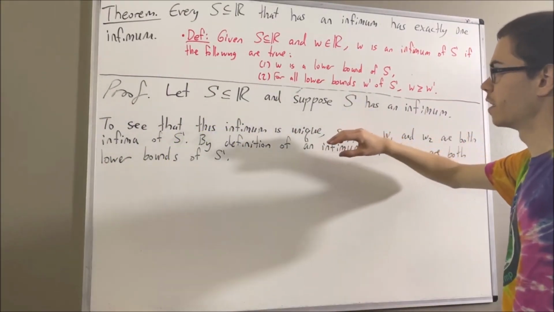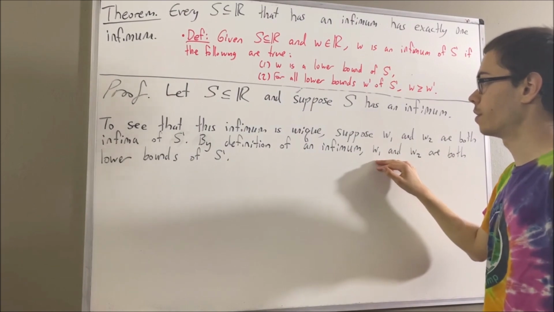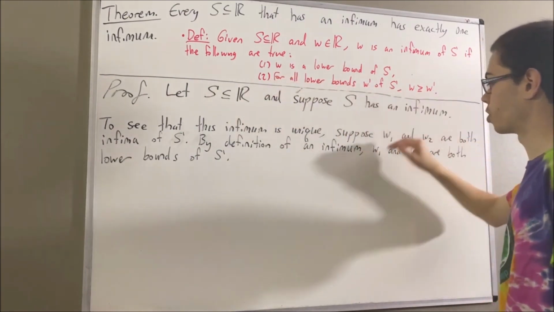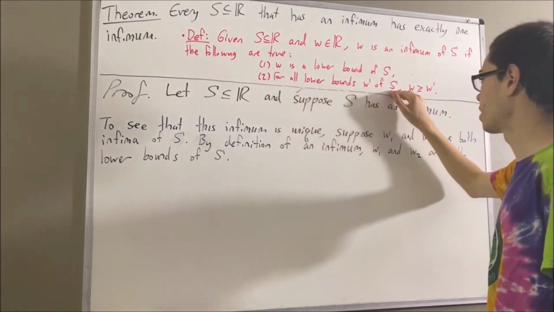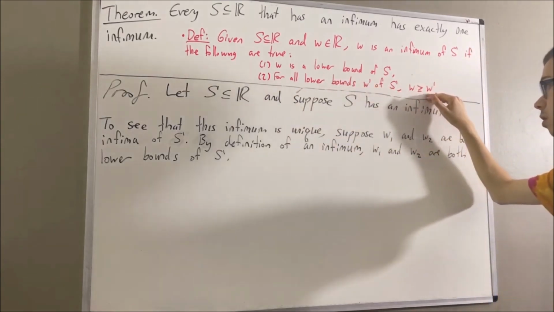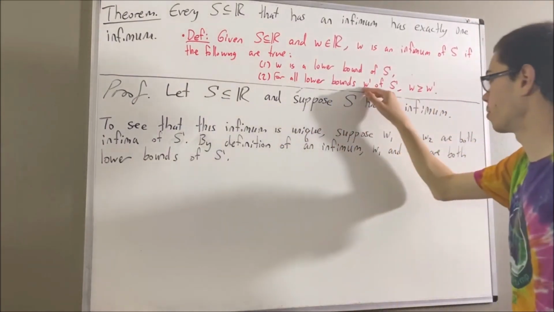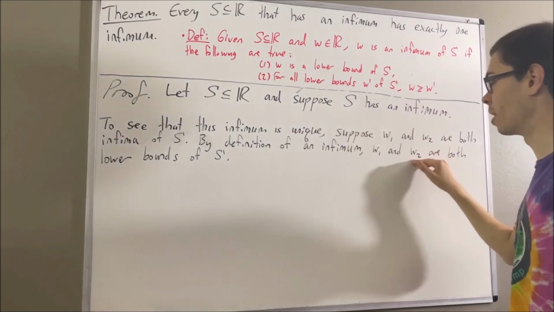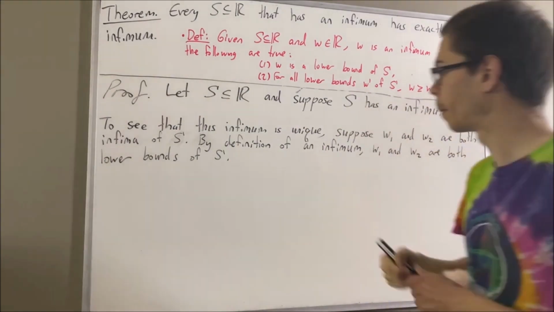And next, if we take the W in our definition to be W1, then statement 2 holds for W1, right? We have that for all lower bounds W prime of S, W1 is greater than or equal to W prime. Well, since W2 is a lower bound of S, we can replace W prime here with W2. And we have that W1 is greater than or equal to W2.